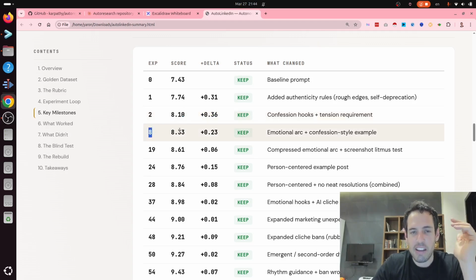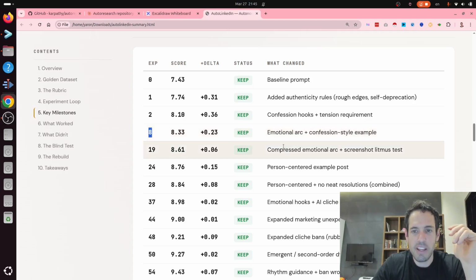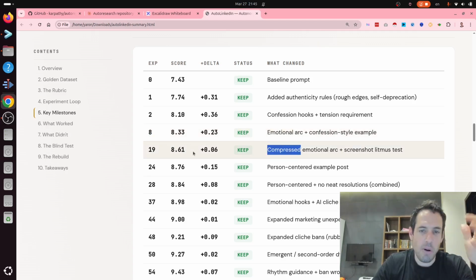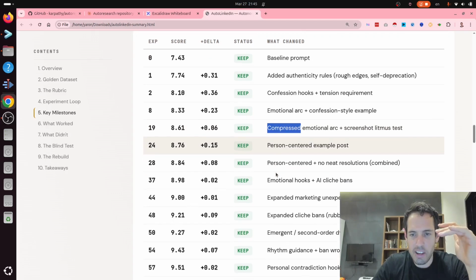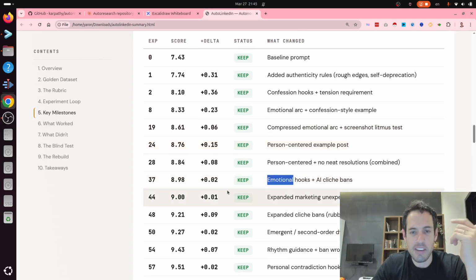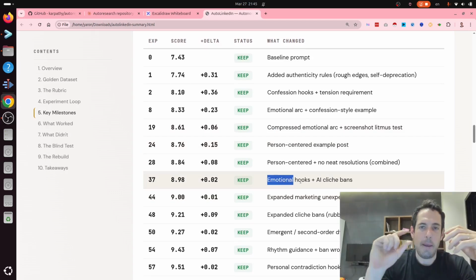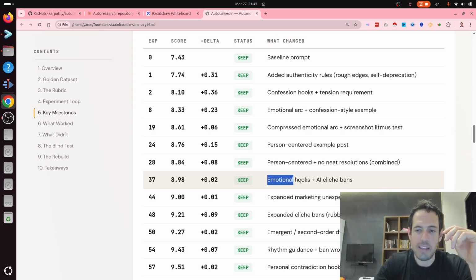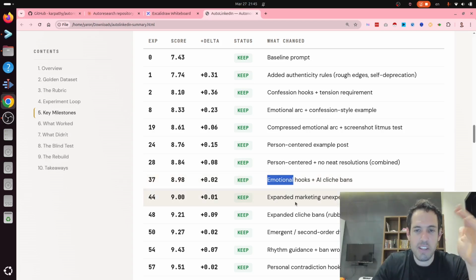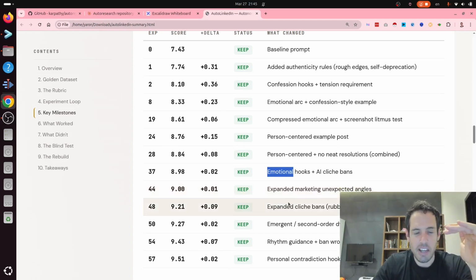Then on the 8th experiment, we realized we must add to the prompt a more confessional style example. Then we did more iterations, as you can see over here. For example, in the 37th experiment, we made it a point to add to the prompt examples of emotional hooks and banned AI cliches. Then we expanded marketing, unexpected, etc., etc. You get the idea. Every one of the 57 iterations was built on top of the evals, and we just adjusted the prompt.